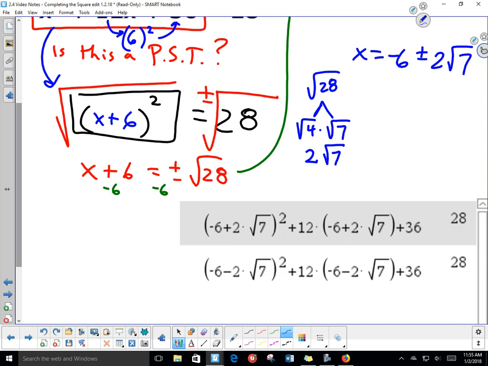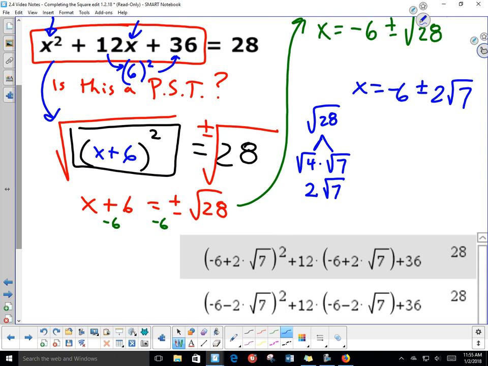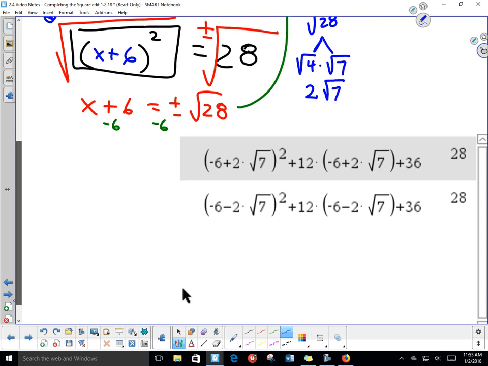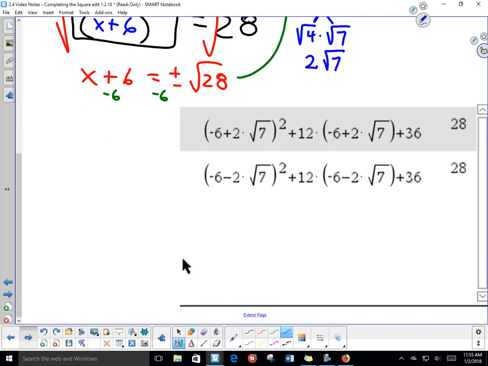So if we try negative 6 plus 2 rad 7 squared, that's right here, and then we're plugging it in right here. So we've got 12 plus negative 6 plus 2 rad 7 plus 36. It ends up being 28, which is what we're trying to get. And it works with the negative 6 minus 2 rad 7 in both of those places as well. So that's a little check you can do on your calculator.